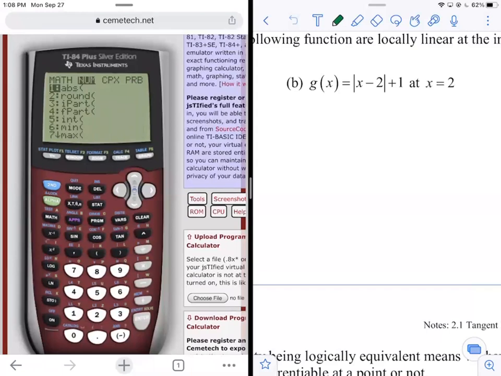You talk about a good pep rally cheer, right? Math number what? 1. Math number what? 1. Math number 1. Louder, Brandon. Math number 1.